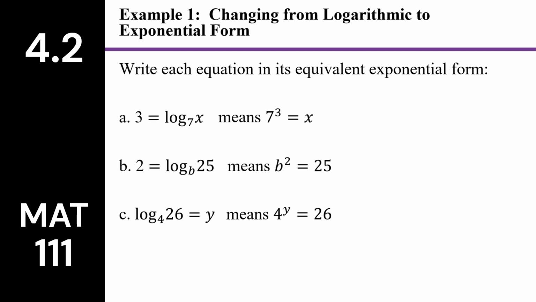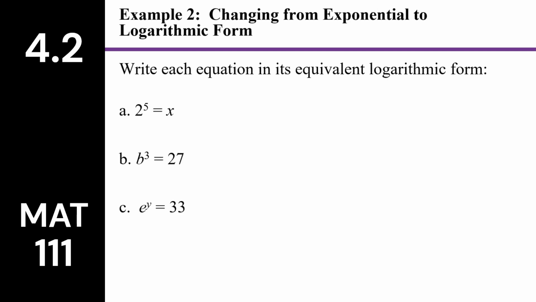Notice in the first two examples, you might be tempted to do a bit more work. For instance, where it says x equals 7 cubed, you might feel like you should compute that out, but you don't need to. And b squared equals 25, you might notice that b would be 5. All they're asking us to do is to change forms. We don't have to do any other work at this time.